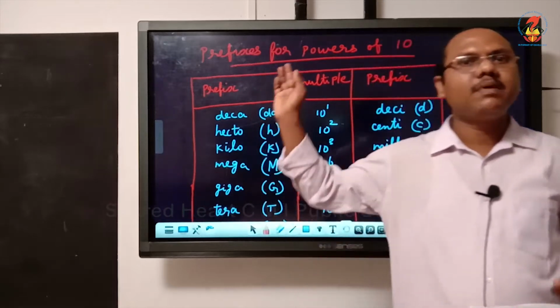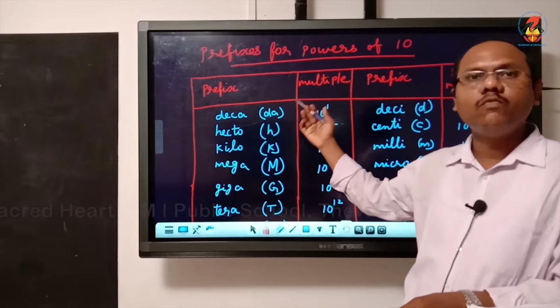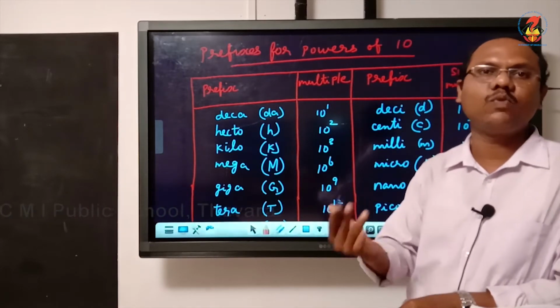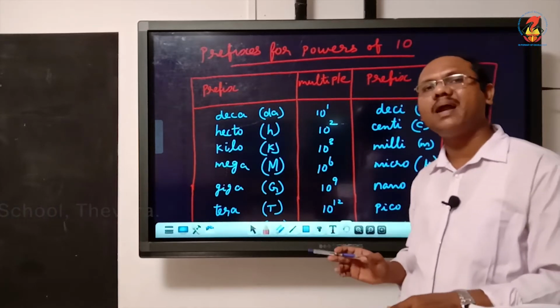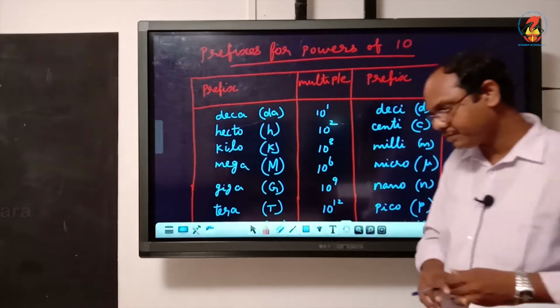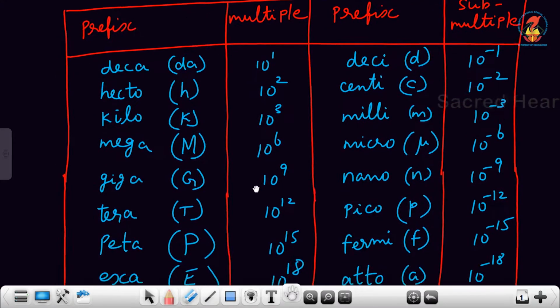So in this table I am just giving you how to convert one quantities to another, one system of units to another. So you have to multiply with these powers written on the board. So let us see one by one. First we are doing the multiples, and then later on we will do the submultiples.